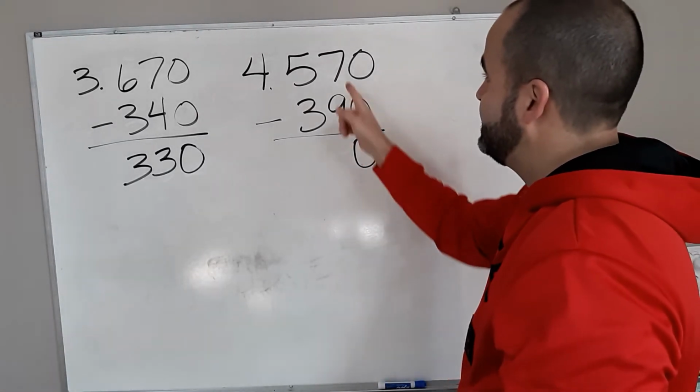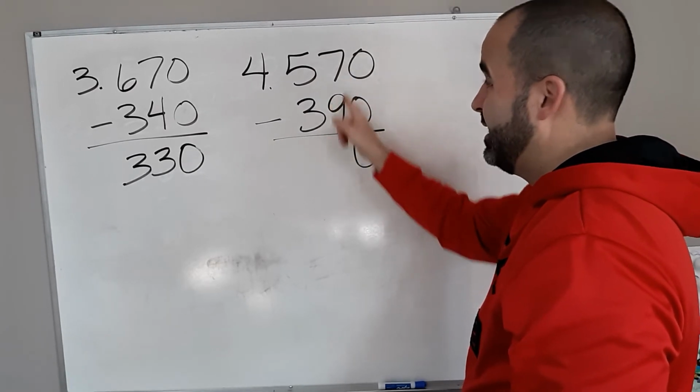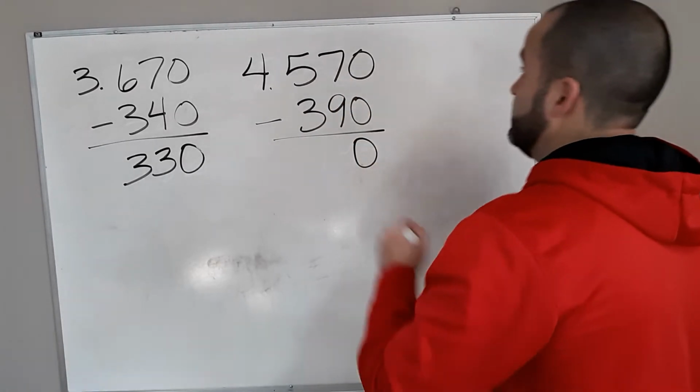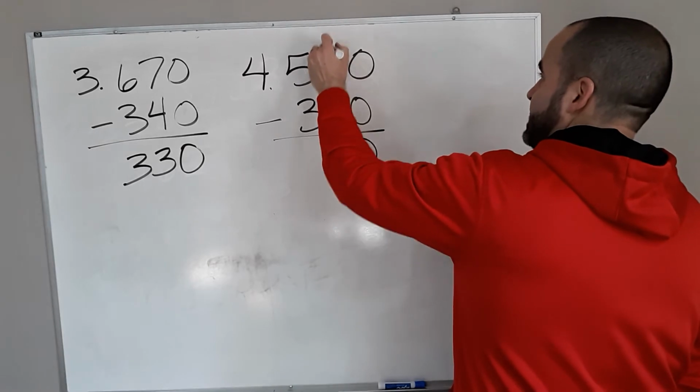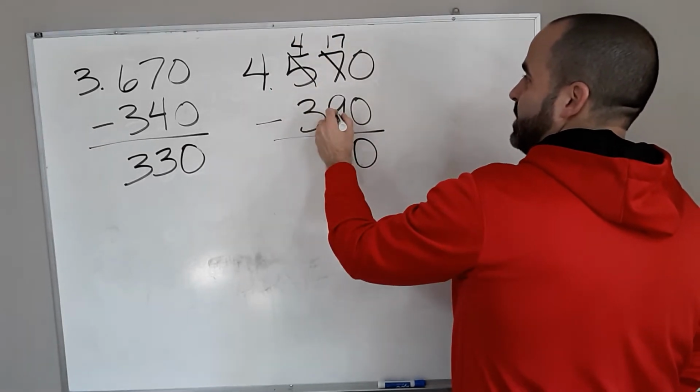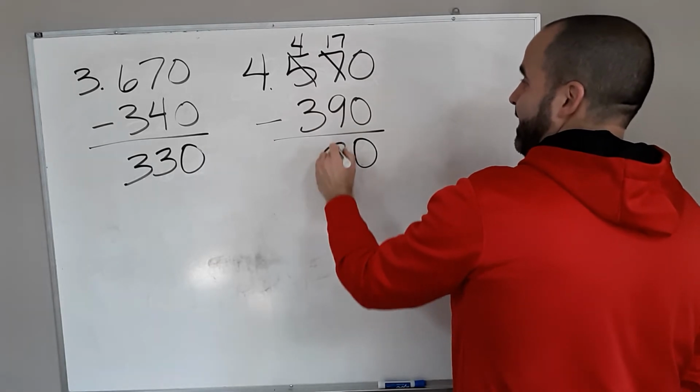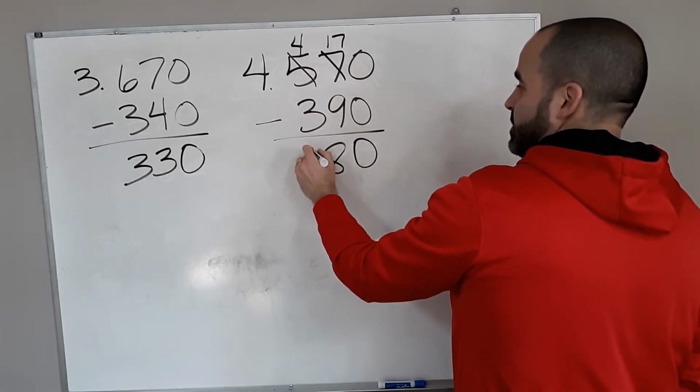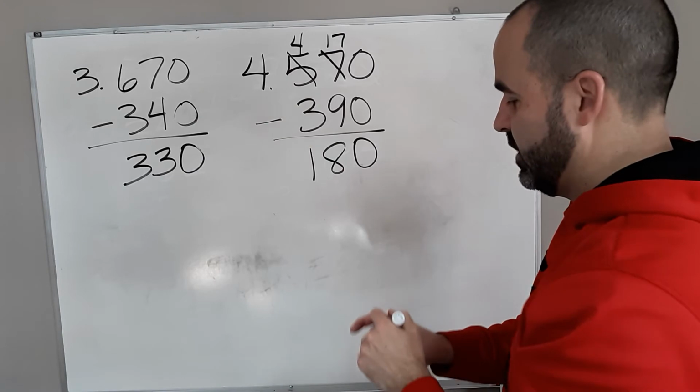Now let's go to the tens digit. 7 minus 9. Gotta borrow there. So 7, I make 17. 5, I make 4. 17 minus 9 equals 8. 4 minus 3 equals 1. And there's my answer, 180.